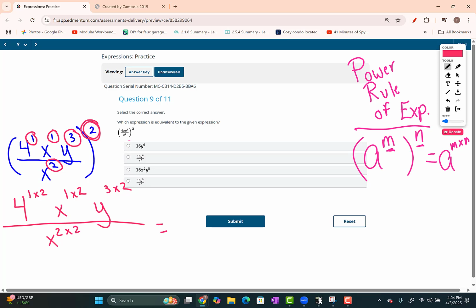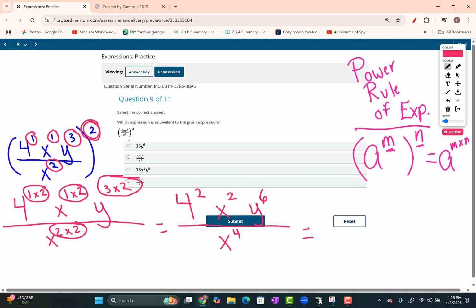All right, so we can simplify this further. It's going to be 4 raised to the second power. 1 times 2 is 2. That's going to be x raised to the second power because 1 times 2 is 2. It's going to be y raised to the 6th power because 3 times 2 is 6. All over x raised to the 4th power because 2 times 2 is 4.